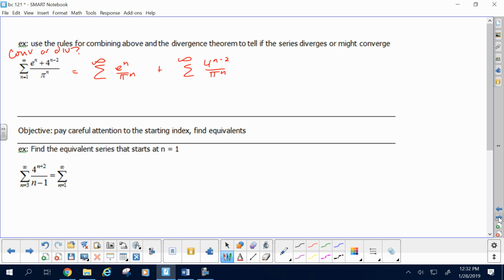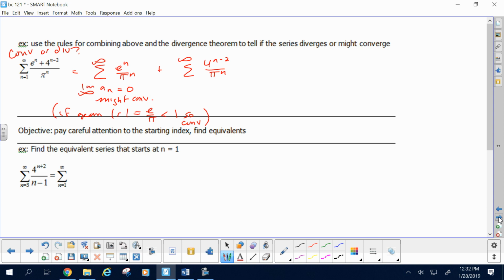Now then, we could do each of these separately. Does this first one converge or diverge? Converge, justify. Are you using end behavior or geometric? By end behavior, the limit as n goes to infinity is 0, so it might converge. If you were to do this geometrically, what's r? e over pi, and is that less than 1? It is, and so if you went geometric, you wouldn't even have to say might converge. You could say it does converge.